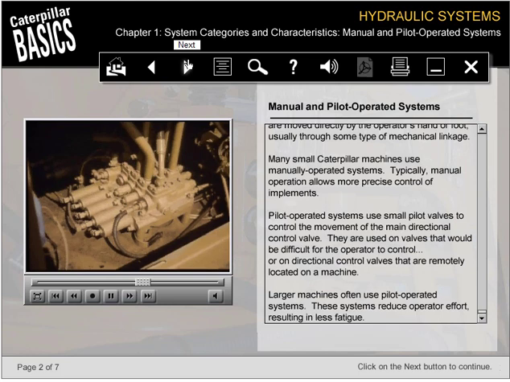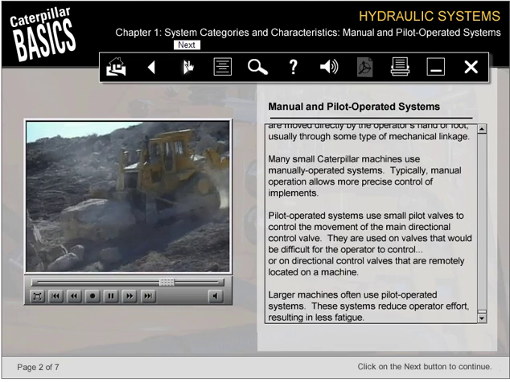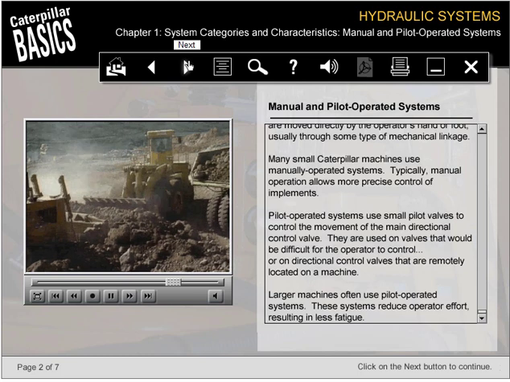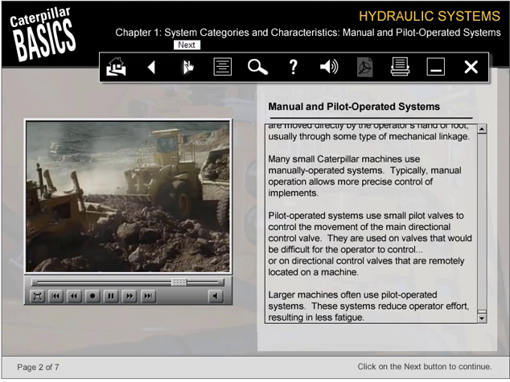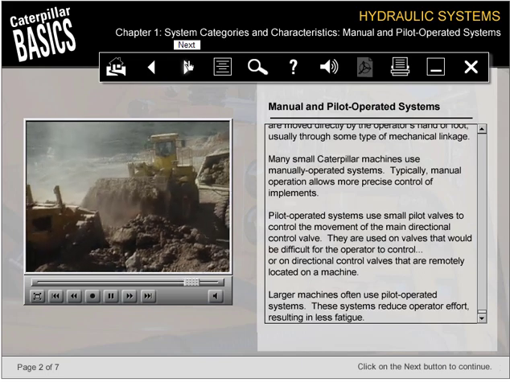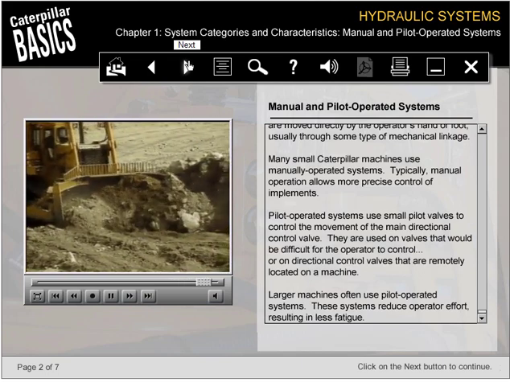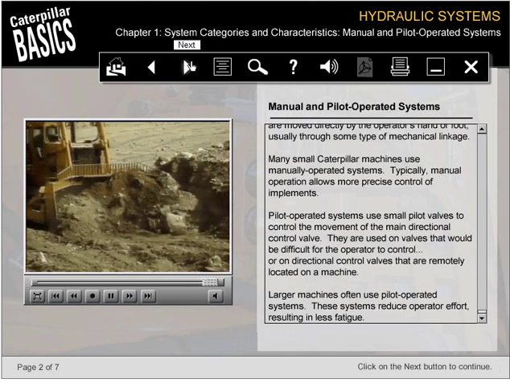Pilot-operated systems use small pilot valves to control the movement of the main directional control valve. They are used on valves that would be difficult for the operator to control, or on directional control valves that are remotely located on a machine. Larger machines often use pilot-operated systems. These systems reduce operator effort, resulting in less fatigue.